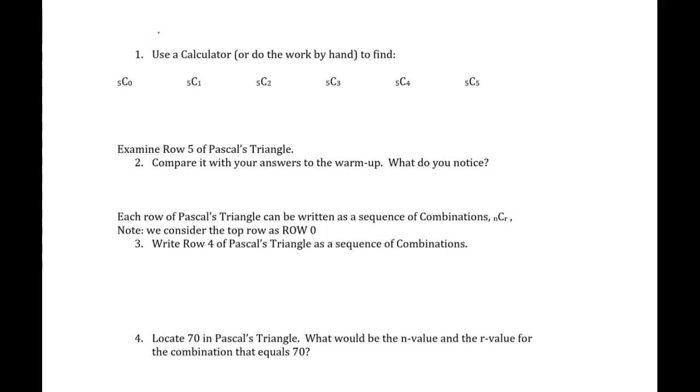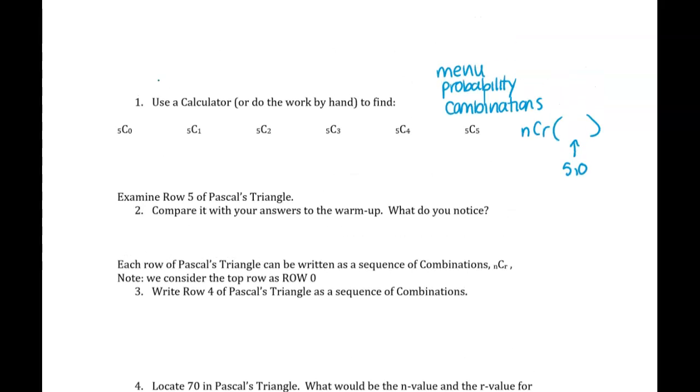So let's look at these values. So 5C0, you can use your calculator for all this. As a reminder, with your graphing calculator, you go to Menu, Probability, Combinations, and you end up with NCR and this blank here. And in that blank, you put, for example, for 5,0, you would put 5, 0 in there, okay? So you can use your calculator for this, or you can do it by hand.